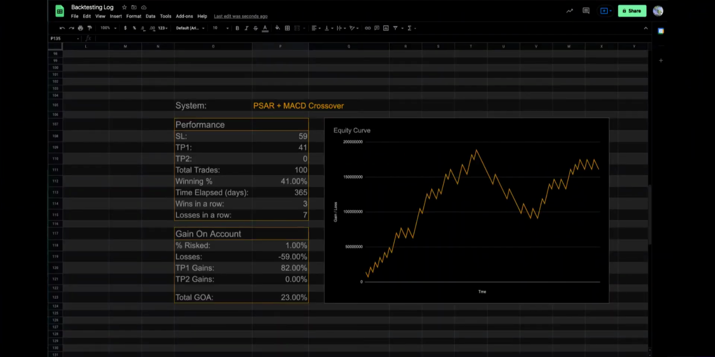Let's see how this strategy did. Over 100 trades, we had 59 losers, 41 winners, with a winning percentage of 41%. On the 1 hour time frame, it took exactly 365 days to get those 100 trades. Most wins in a row 3, most losses in a row 7. Gain on the account would have been 23%.